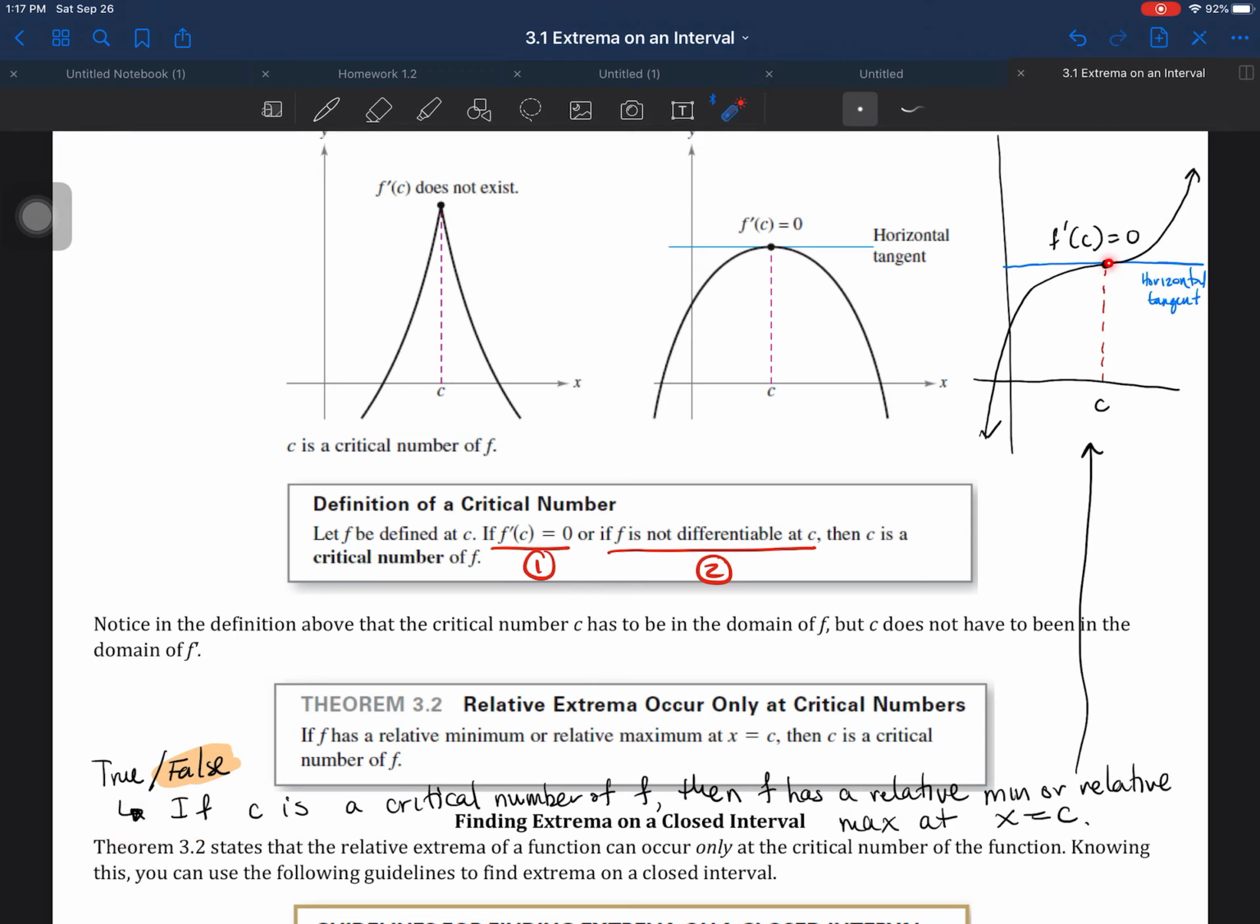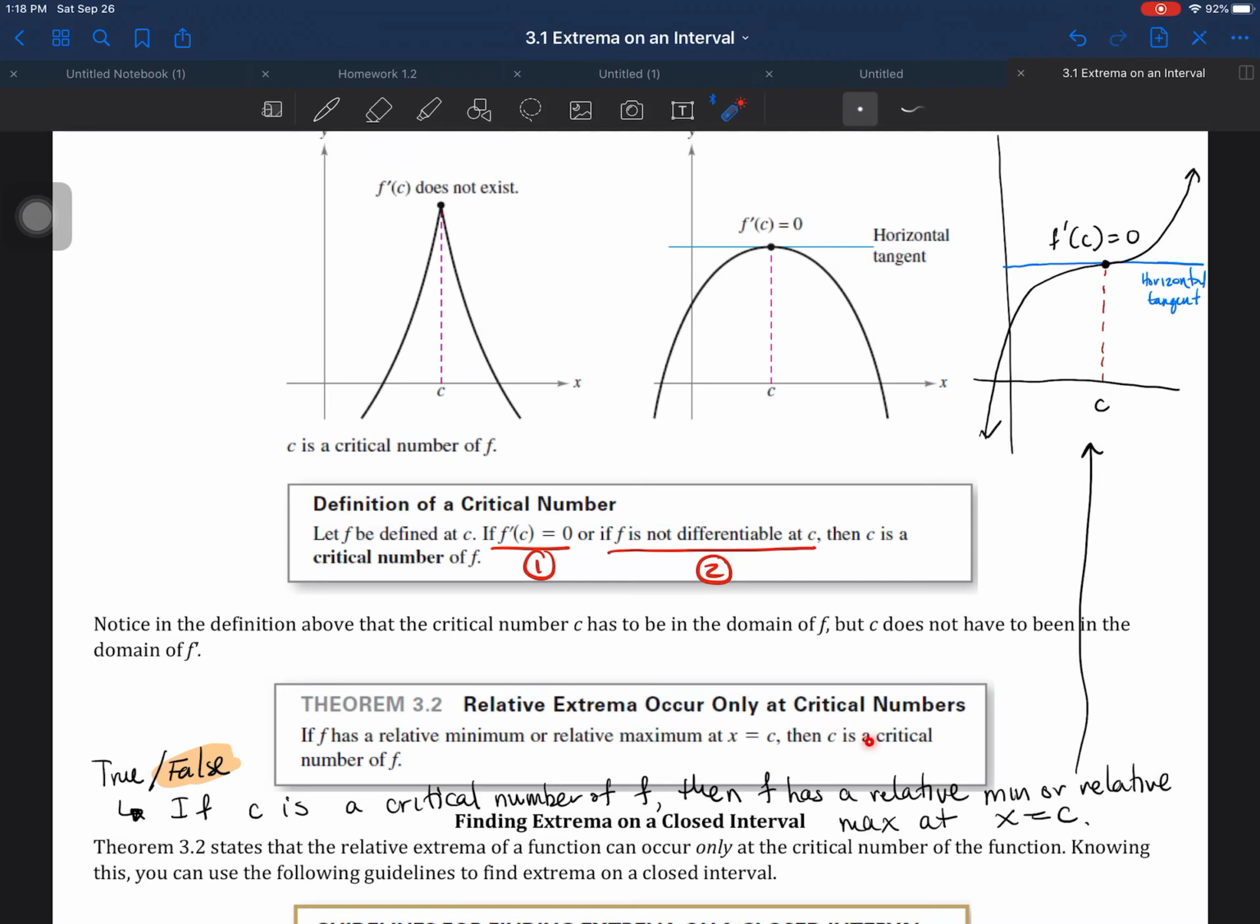And we can see it here. Because here, we can clearly see that this is a critical number at C. But if you notice, in this example, this is not a relative max, because a relative max must be a hill. And this is not a relative min because that has to be a valley. So it is neither a hill nor a valley. Therefore, this is not a relative max or relative min. So be careful with this statement.